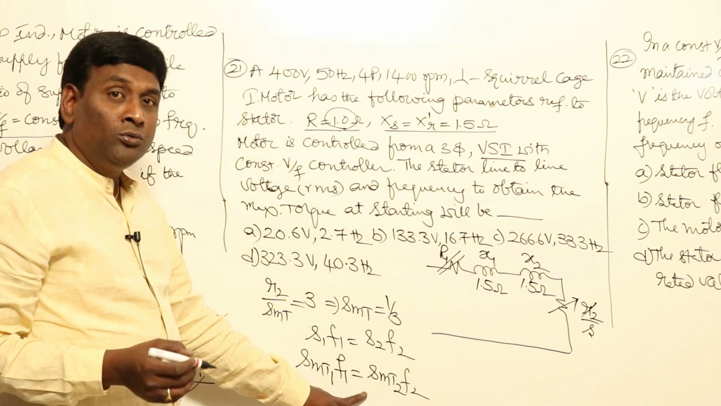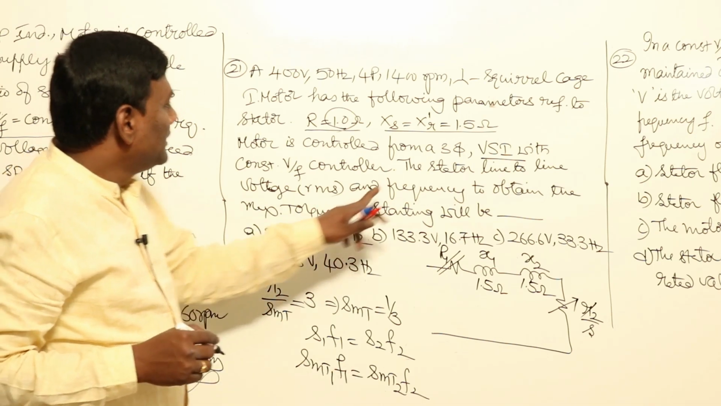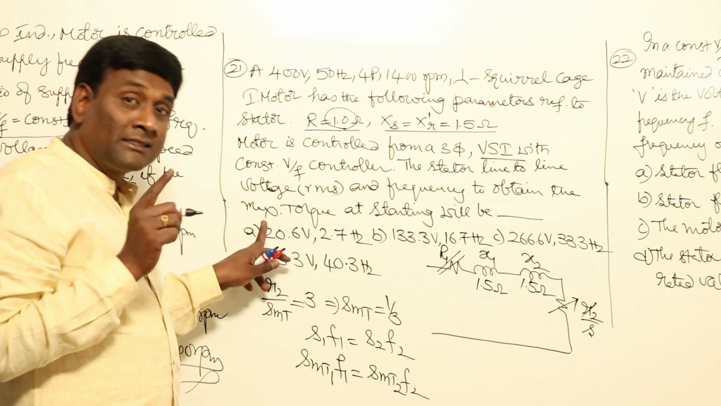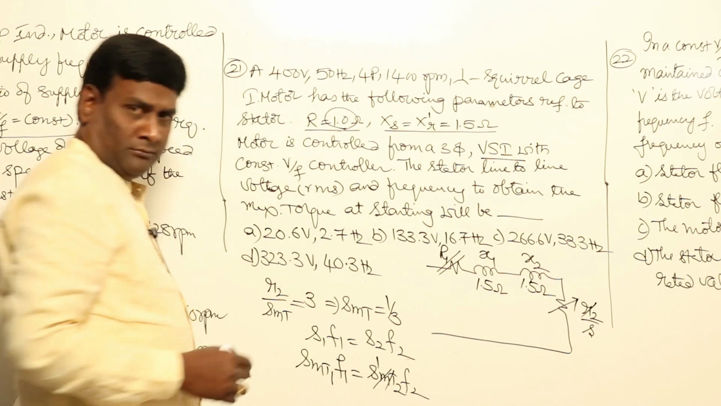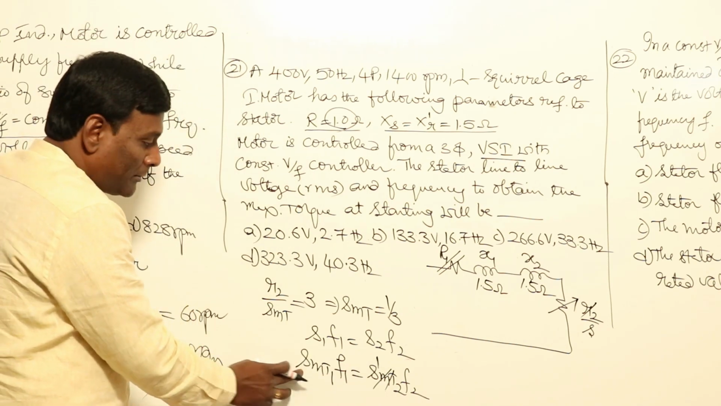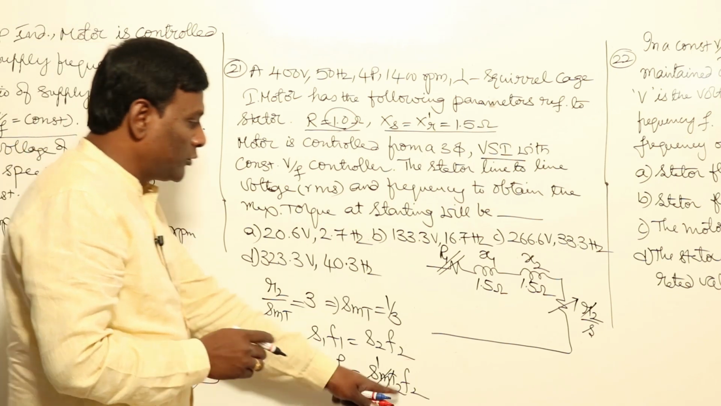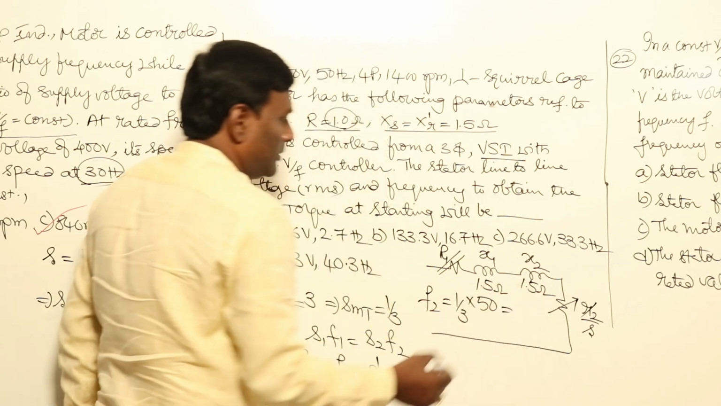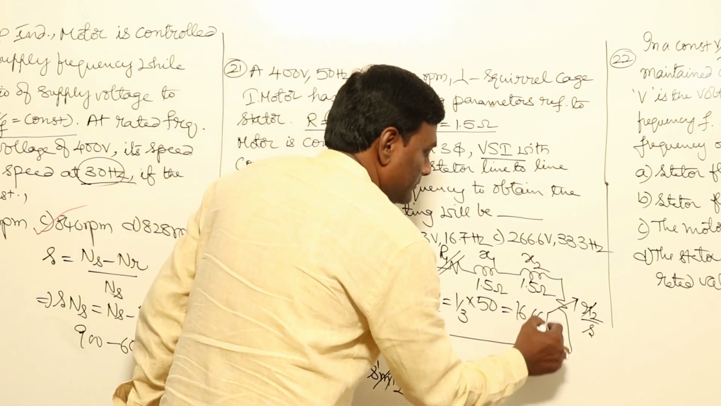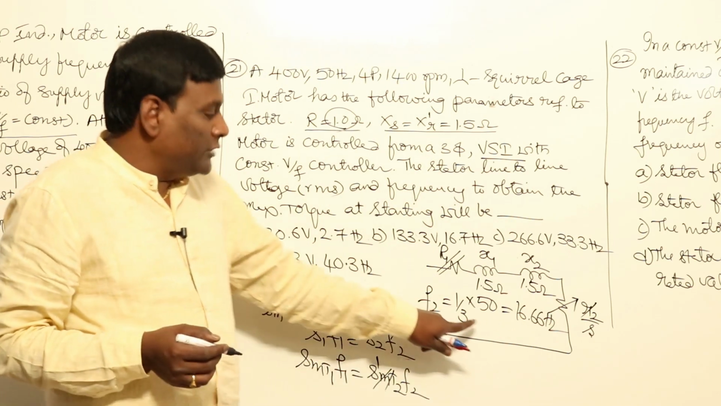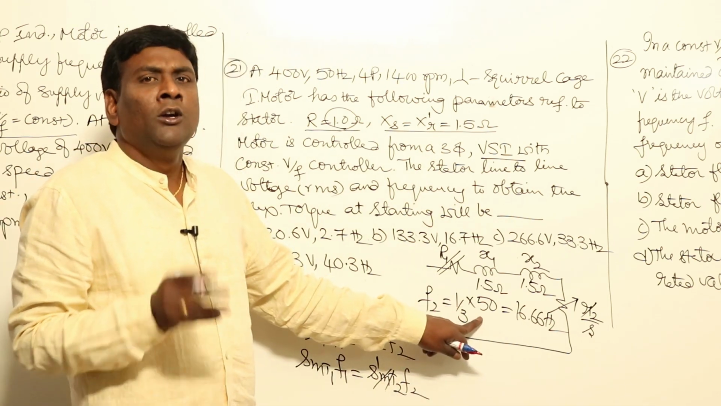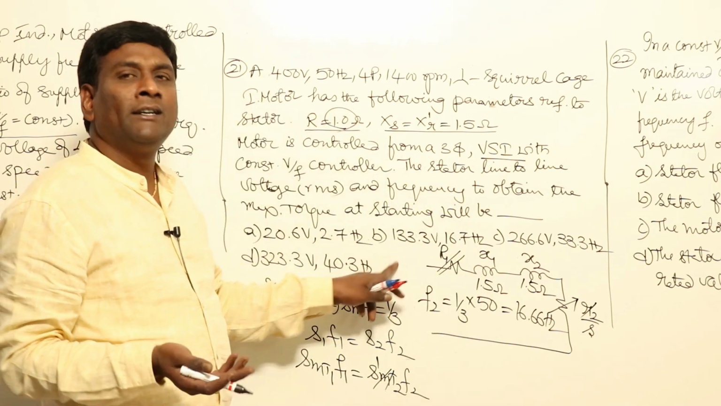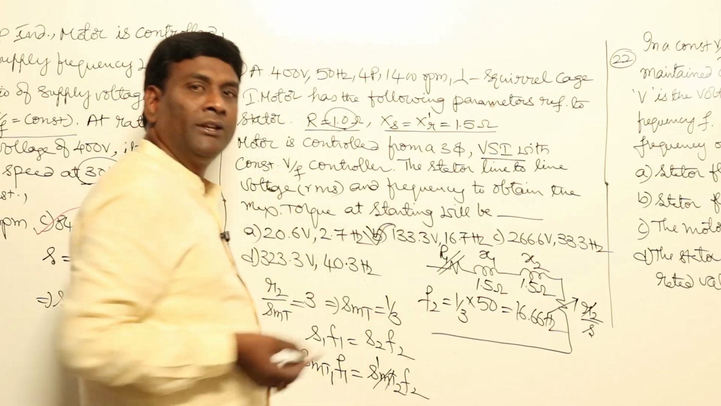What is S_MT2? It is 1, because the stator line to line voltage and frequency are to obtain maximum torque at starting. At starting, this is going to be 1, and this is going to be 1 by 3. 1 by 3 into frequency F1, which is 50 Hz. So F2 is going to be 1 by 3 into 50, which is 16.66. If frequency is reduced by 1/3, voltage also should be reduced by 1/3. Voltage is 400 by 3, which is 133. So the answer will be this.